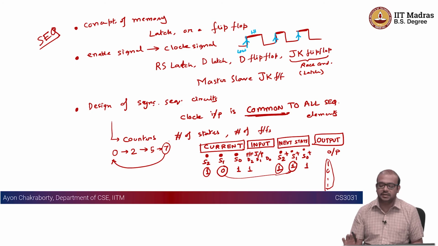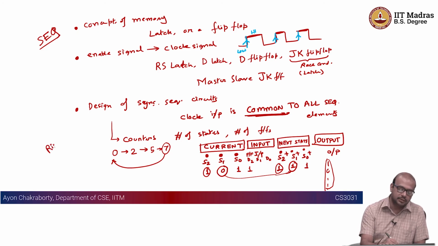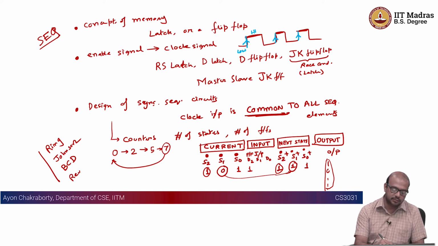So this is pretty much the exercise that we have done in case of sequential circuit designs, and we have looked into various kinds of counters and a general strategy to design such synchronous sequential circuits. Apart from that, we have looked into ring counters, Johnson counters, as well as BCD counters. These are the three types of counters that we have looked at. We have also looked into registers, which are more of a memory holding element, registers and shift registers.